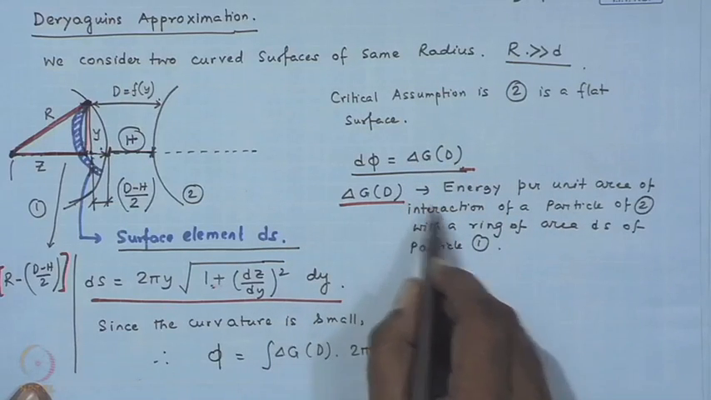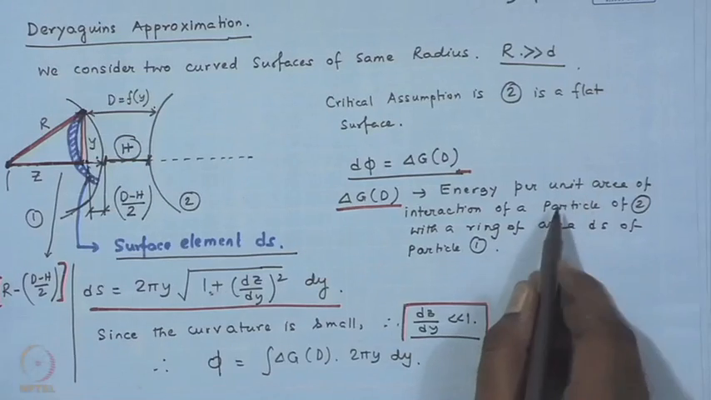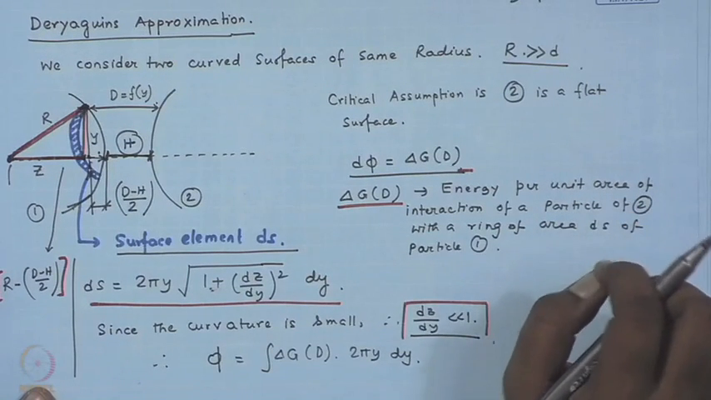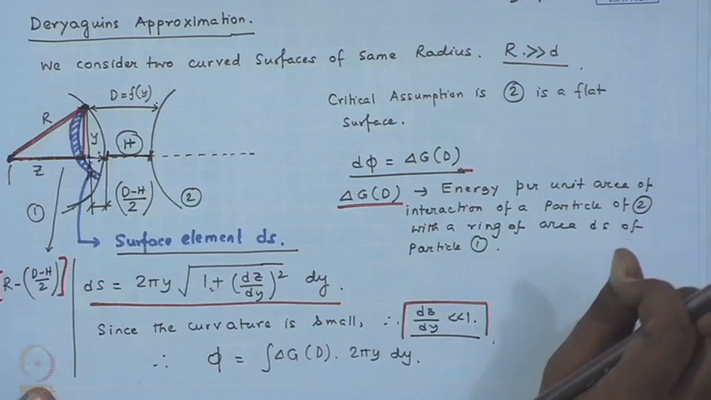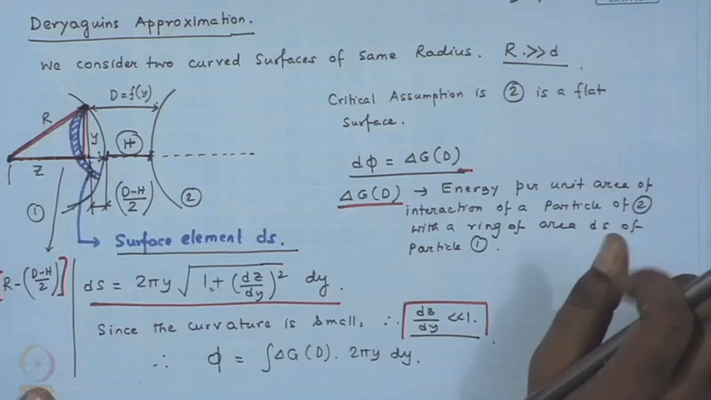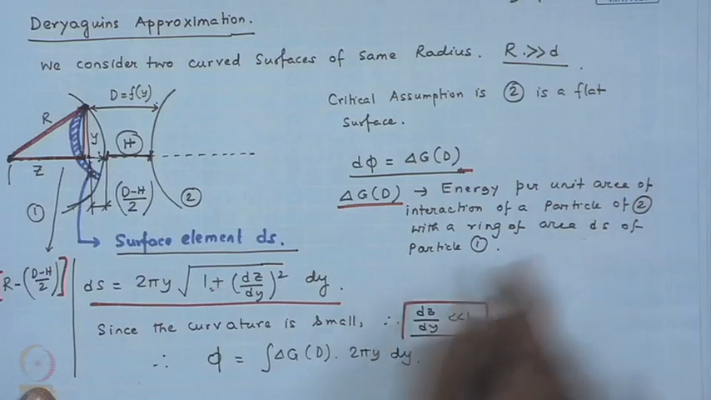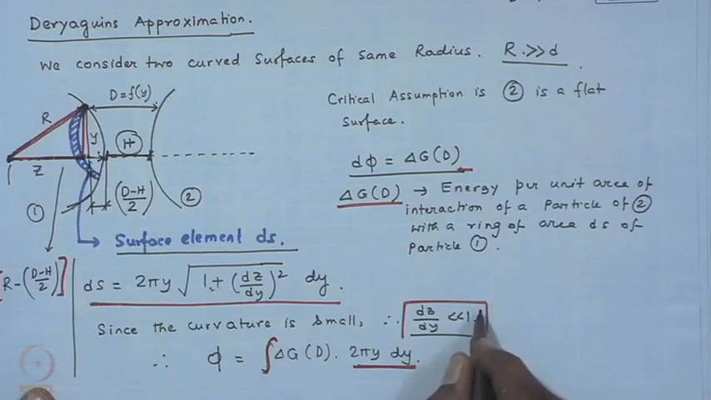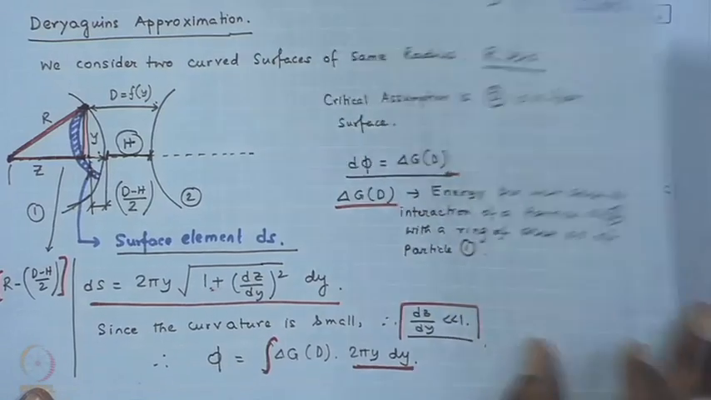Now, delta g d is the energy per unit area of interaction of a particle with a ring, with a particle which is within the ring ds, I would say. Therefore, phi is equal to delta g d into 2 pi y dy, that is delta g d into ds, which is 2 pi y dy, under the fact that the curvature is small.